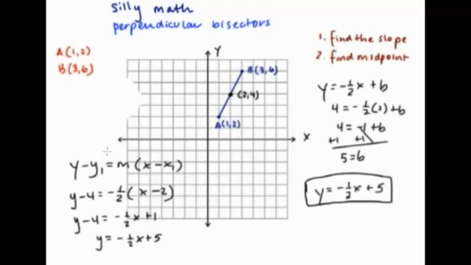So hopefully this helped clear up some confusion on how to find the perpendicular bisector to anything. And if you were wondering, I believe this would be the line that they're giving you. And what is this? y equals negative 1/2 x plus 5. Cool.